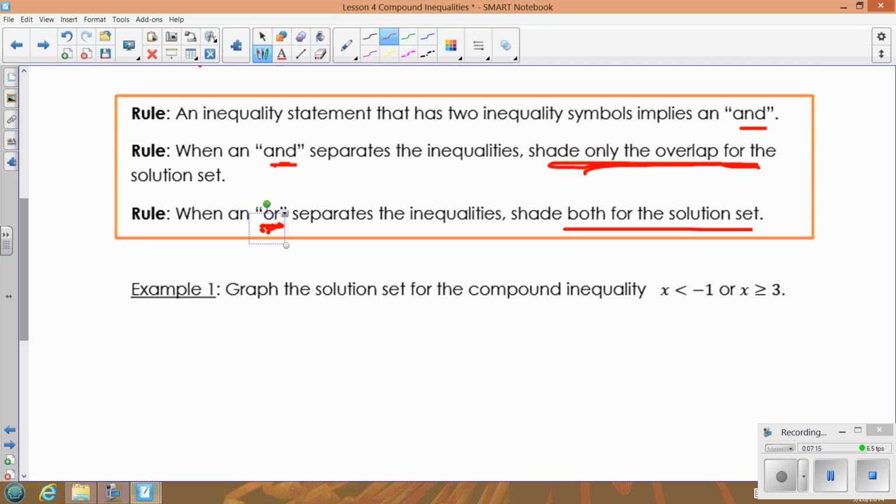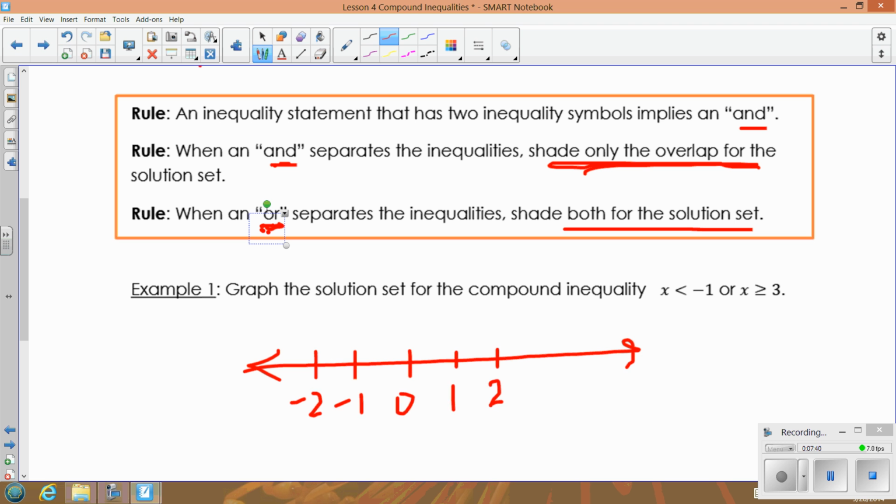So this is an or situation, so we want to graph the solution set for this inequality. So I have x is less than -1 or x is greater than or equal to 3. I'm looking at -1 and 3 as my values. So let me make sure I get all of these on my number line. So I'm going to have -2, -1, 0, 1, 2, 3, and 4. You got to make sure you include these numbers.